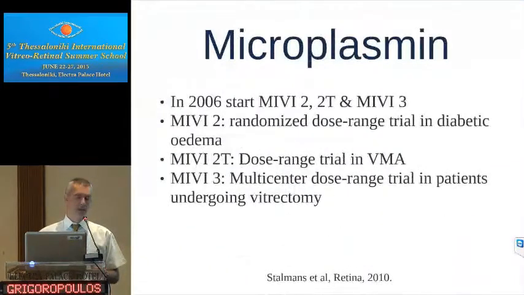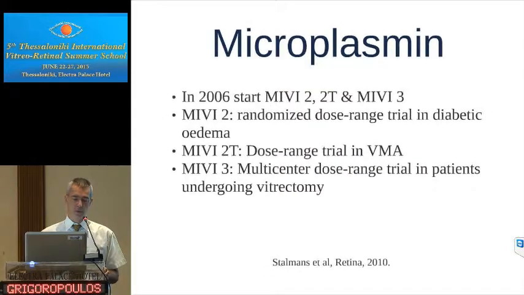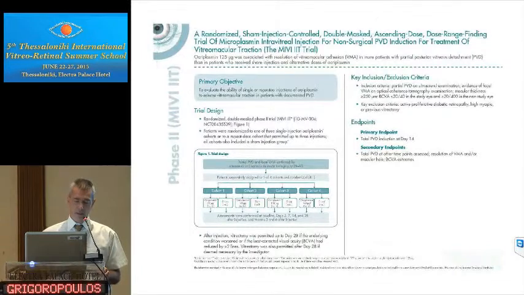In 2006, MIVI-2, 2T, and 3 started. MIVI-2 was a randomized dose range trial for diabetic macular edema. The 2T trial was for vitreomacular adhesion, and 3 was trying Ocriplasmin for patients undergoing vitrectomy. Here you can see again the study design.